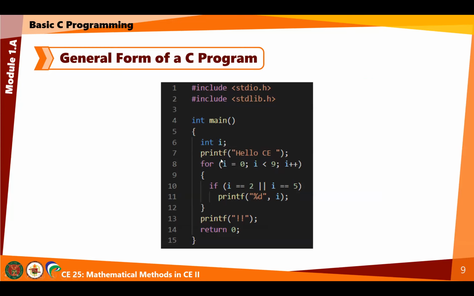Ayan. What happens here? So you have an I. You have an I. And then you print hello CE first. And then papasok ka sa for loop. Magsisimula sa 0. Tapos, i-check niya kung yung I mo is less than 9. Okay? And then I++. For every iteration, you add 1 to I.